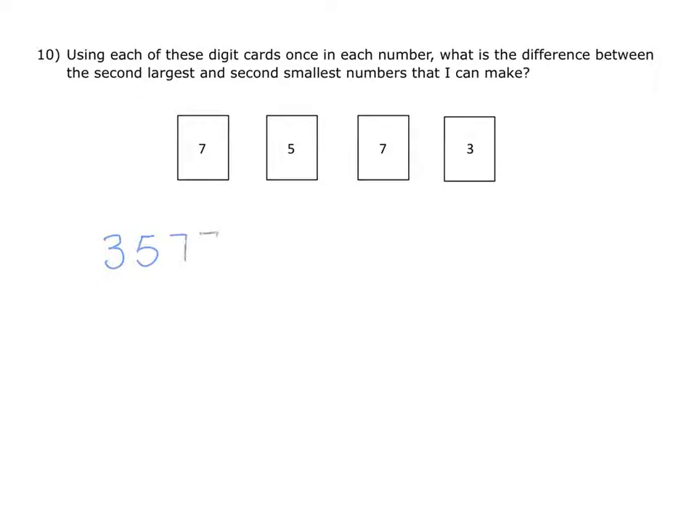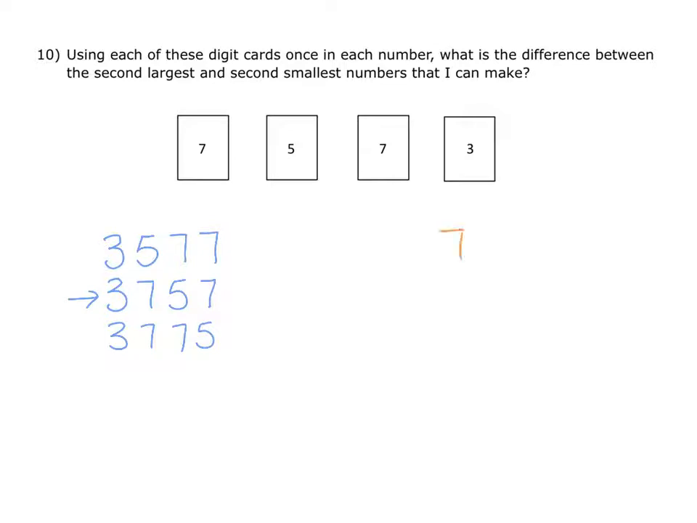we would have the 7s at the end. So the next smallest number then would still have the 3 in the thousands, but we would have a 7 in the hundreds column, and then a 5, and then a 7. And the next smallest after that, of course, would be to put the 5 right at the end. So this is our second smallest number.